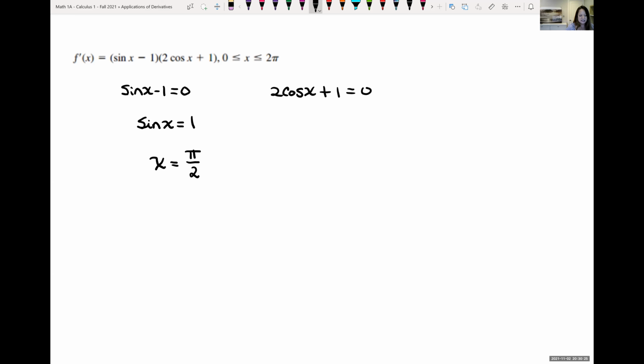Now let's look at the other function, 2 cosine x plus 1 equal to 0. Let's subtract 1 on both sides. We get 2 cosine of x equals -1. Divide by 2, we get cosine of x equals -1/2. Now we're trying to think about what values of x give us back cosine of x equals -1/2. Well, let's first think about cosine of x equal to +1/2 in the first quadrant, when x is pi thirds.